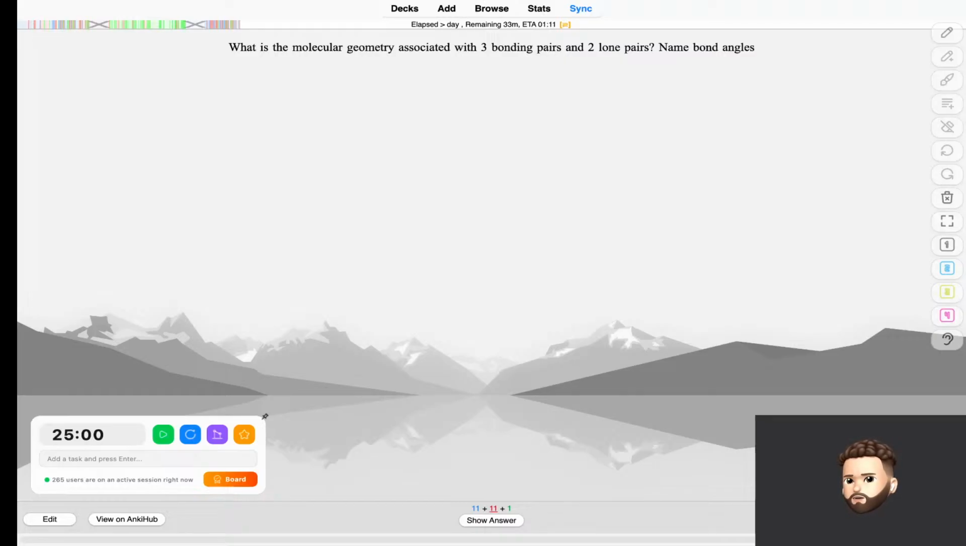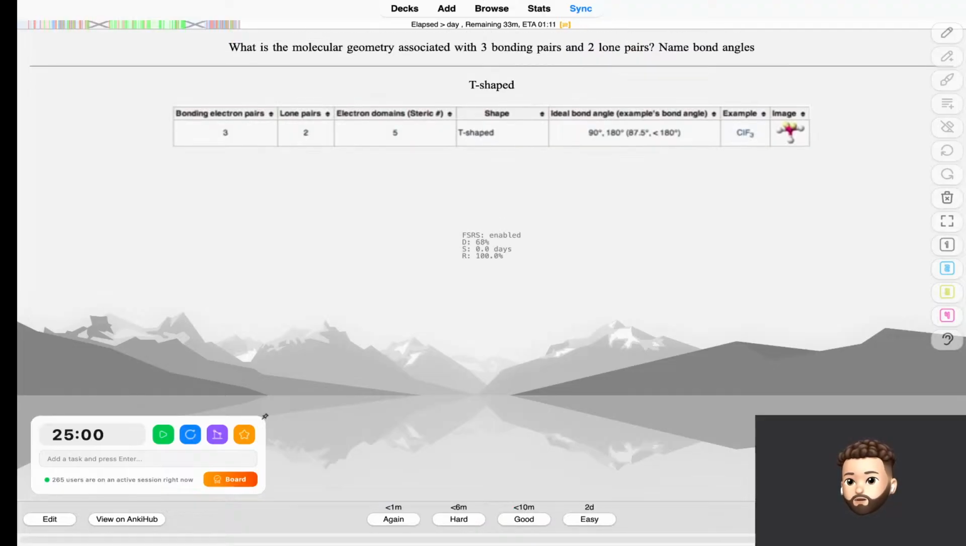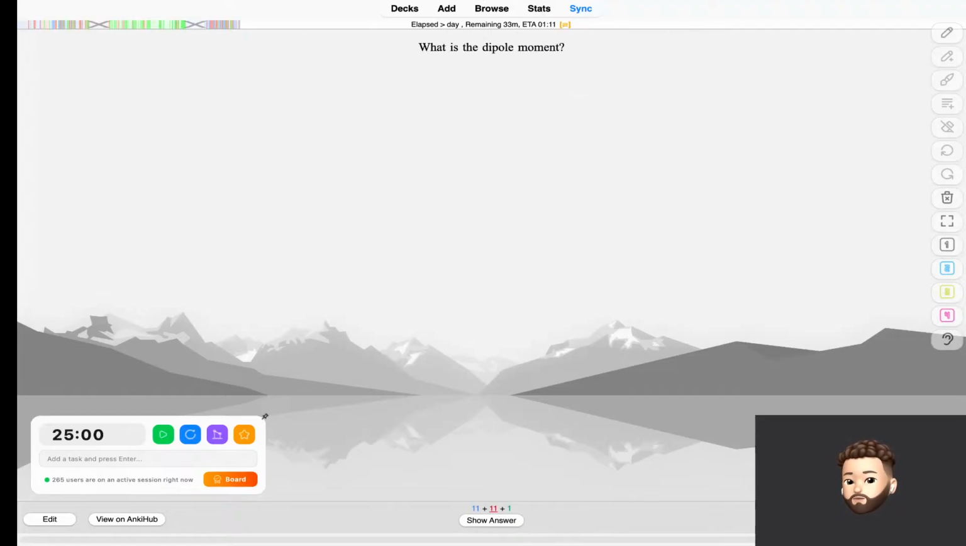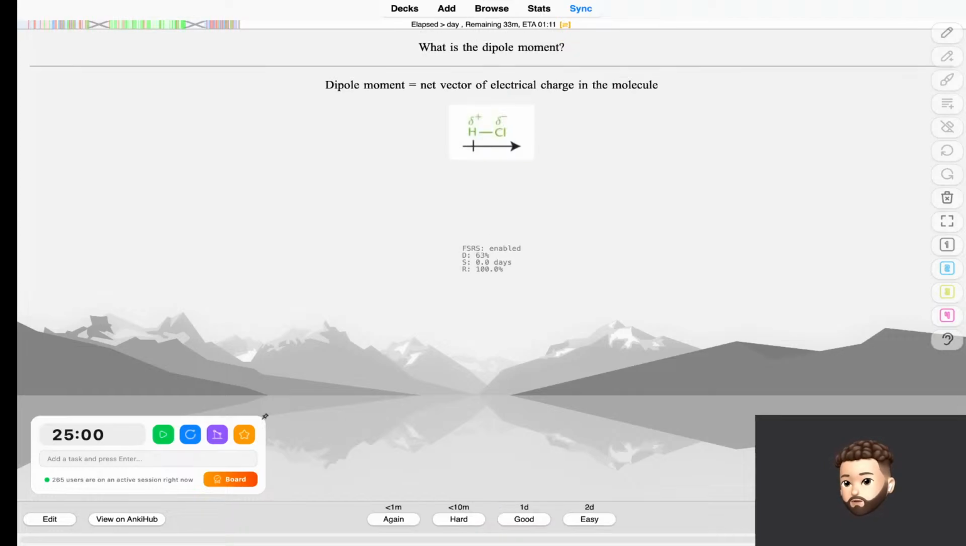Three bonding pairs and two lone pairs. This is T-shape, 90 and 180. Dipole moment is the net vector of the distribution of partial charge.